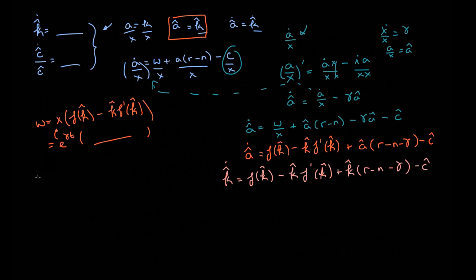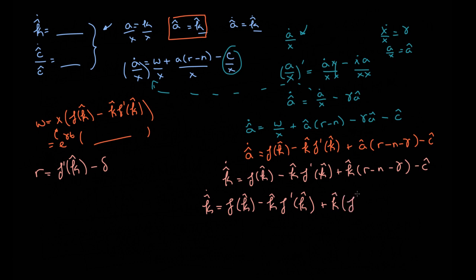Now, we also know the value of r. Remember, in the profit maximization, we found that r is going to be equal to f prime of k hat minus delta. So let's plug it in. K hat dot is equal to f of k hat minus k hat f prime of k hat plus k hat times the quantity f prime of k hat minus delta minus n minus gamma, minus c hat. Okay. Let's factor out this f prime of k hat, because maybe you can see that this times this cancels with this. So we have positive k hat f prime of k hat, and here we have negative k hat f prime of k hat. So that cancels with that.